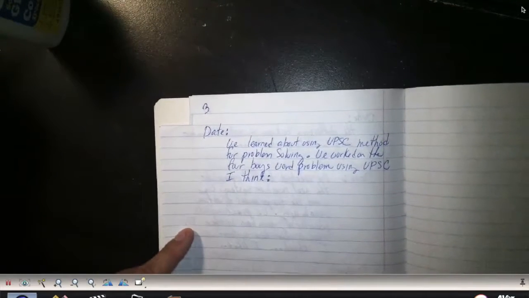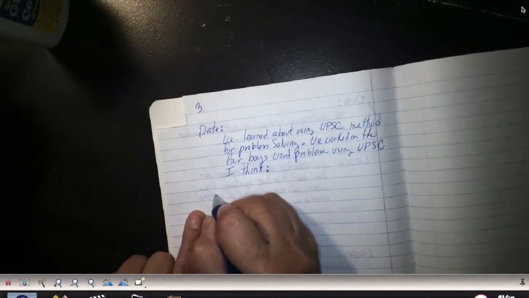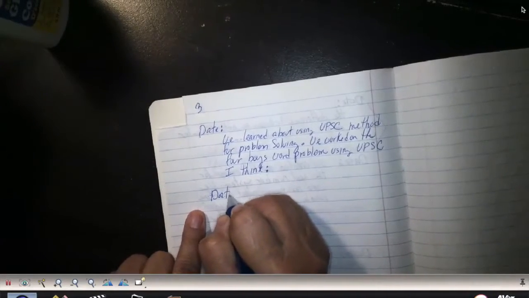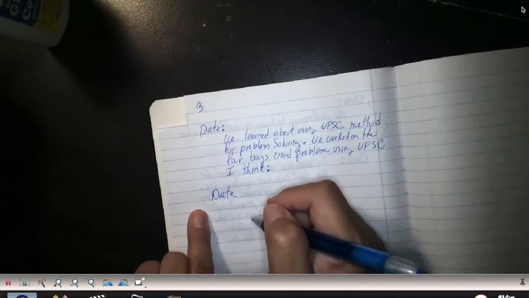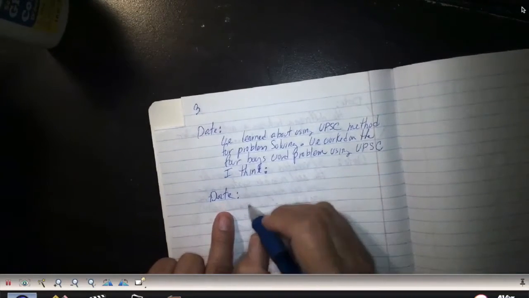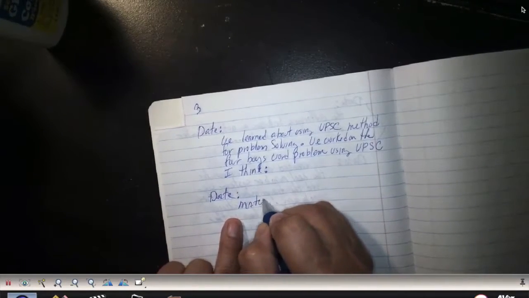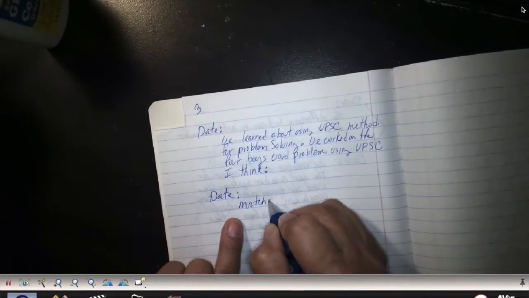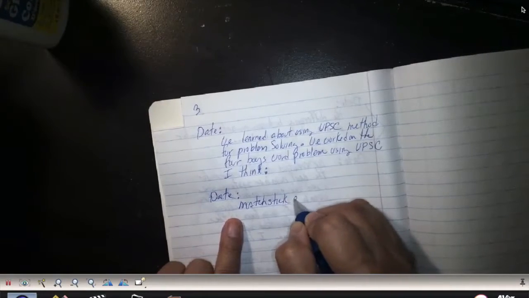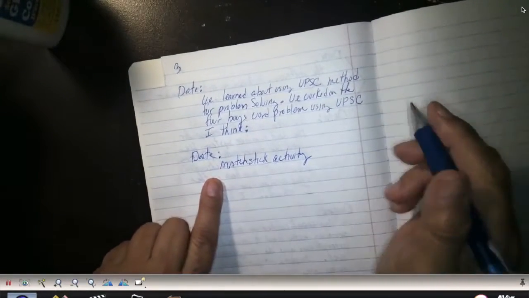So don't forget to put a date across the top. You should probably be on page 4 already. I'm on page 3 because I don't write down everything you do. But today we did a matchstick activity. There we go. Matchstick activity. So let's go ahead and talk about what we did.